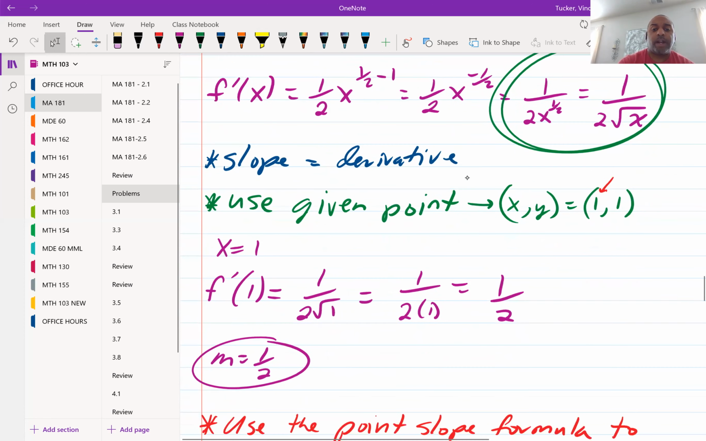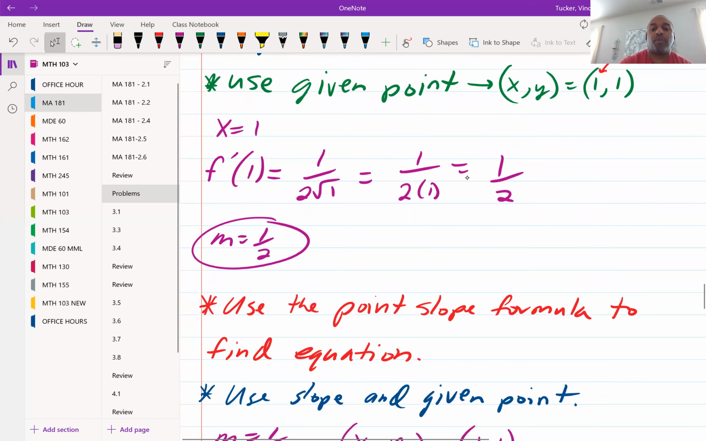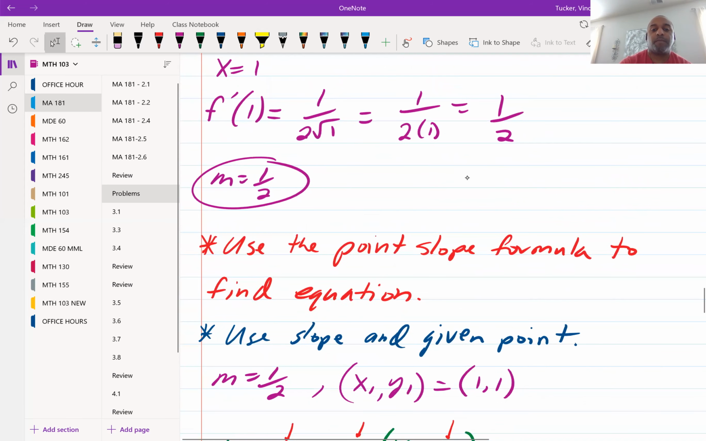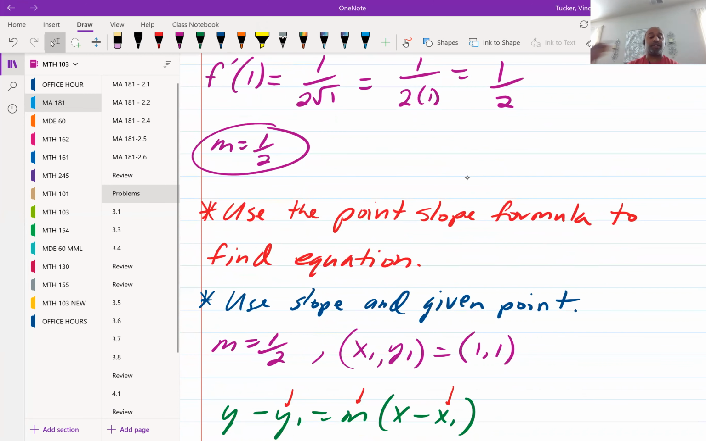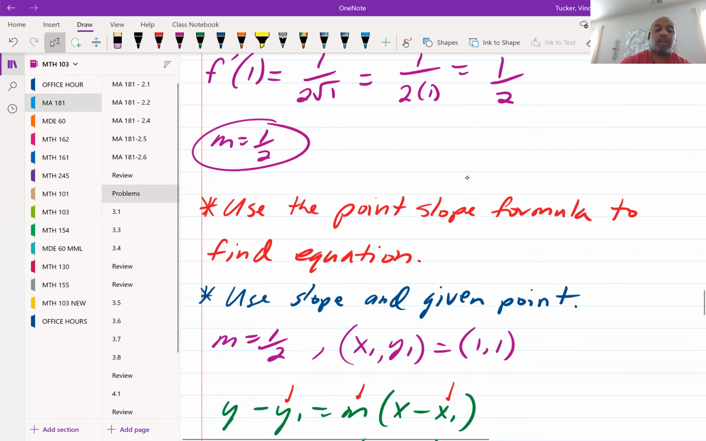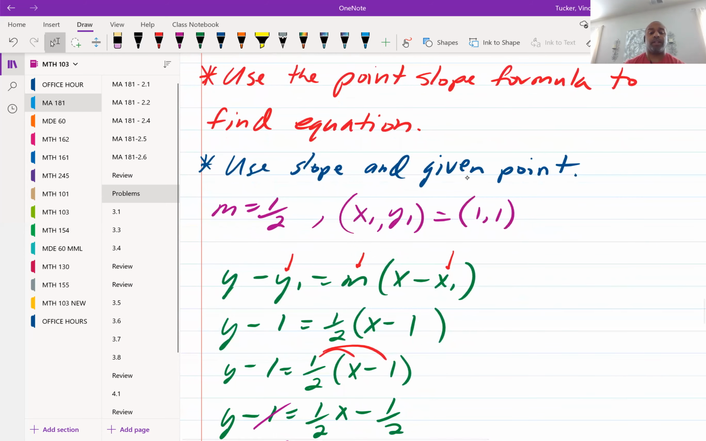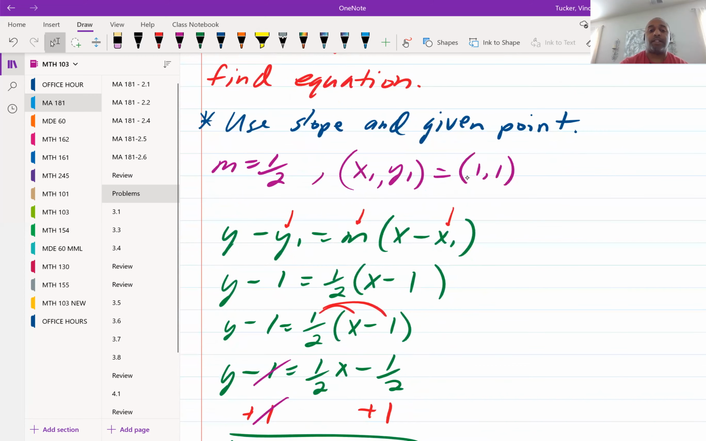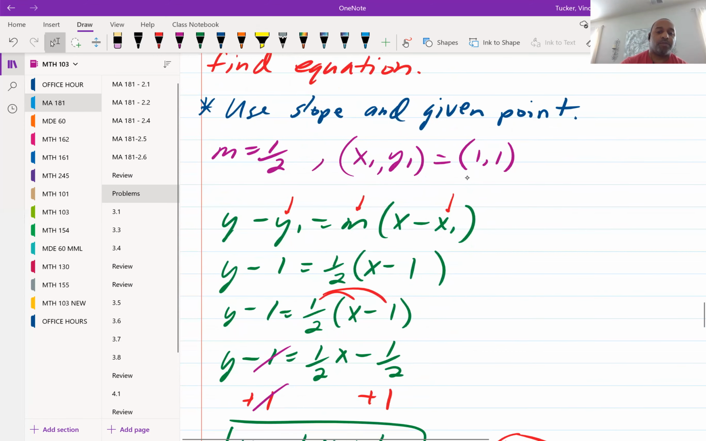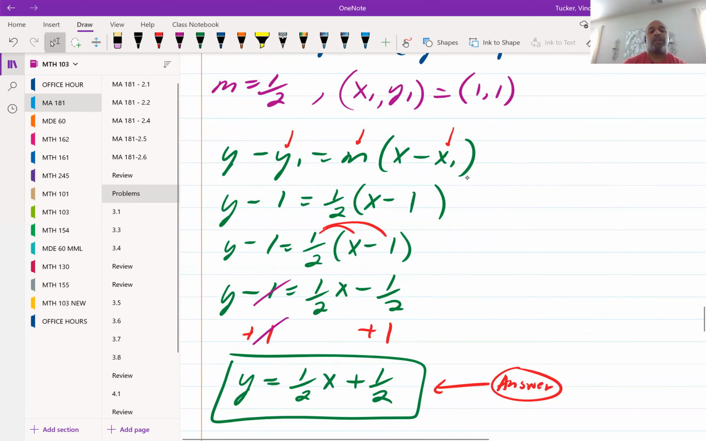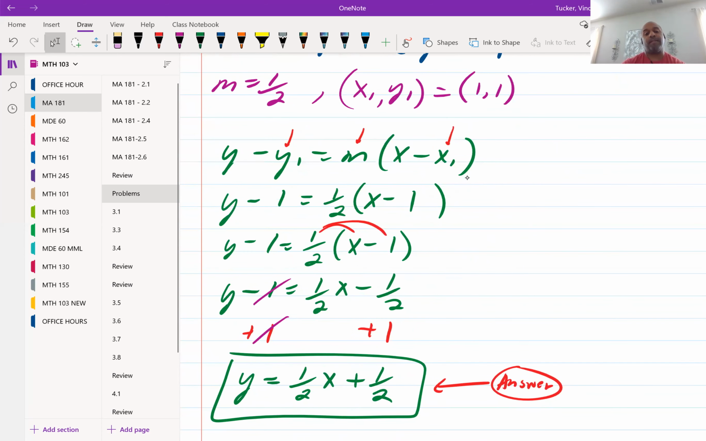All right, so now that I have a slope and a point, I'll use the point-slope formula to find my equation. So I use the slope that we just found and the given point, (1, 1). We do y minus y1 equal to m times x minus x1. Plug in your values accordingly. So it'll be y minus 1 equal to 1/2 times x minus 1. Distribute 1/2: y minus 1 equal to 1/2 x minus 1/2. Add 1 to both sides to solve for y. That's y equal to 1/2 x plus 1/2.